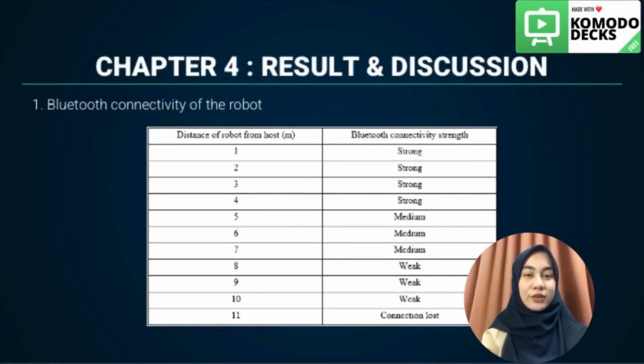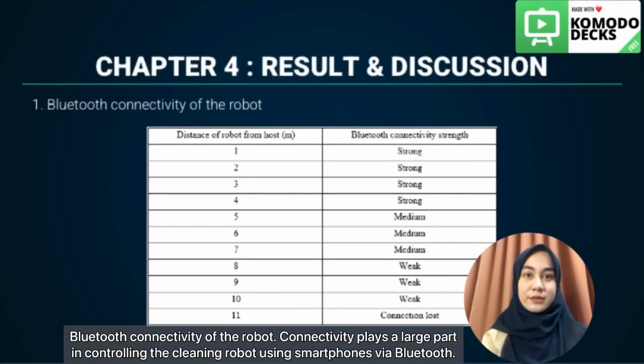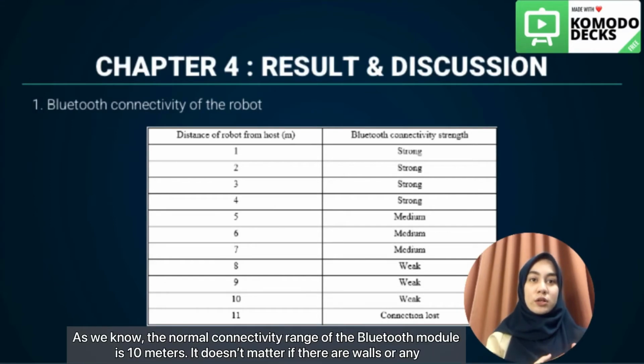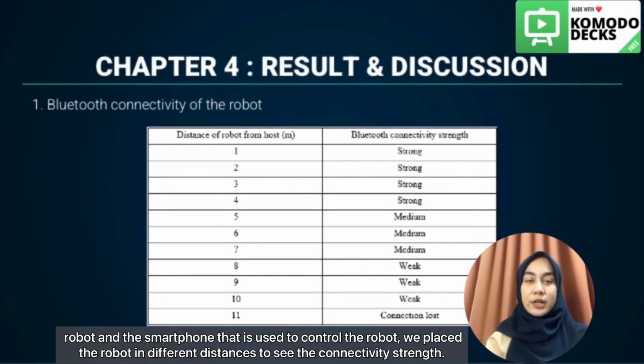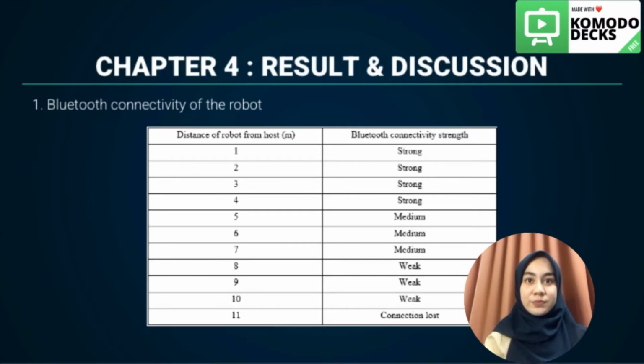Okay, we continue with Chapter 4, results and discussion. Connectivity plays a large part in controlling the cleaning robot using a smartphone via Bluetooth. As we know, the normal connectivity range of Bluetooth is 10 meters. It doesn't matter if there are walls or other obstacles, the Bluetooth wave can still be detected within a 10 meter radius. So to check the connectivity distance between the robot and the smartphone used to control it, we place the robot at different distances to see the connectivity range.